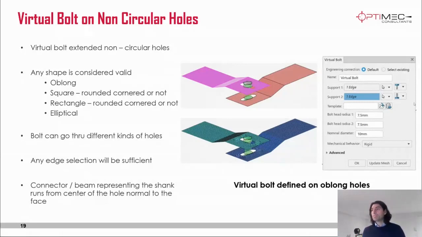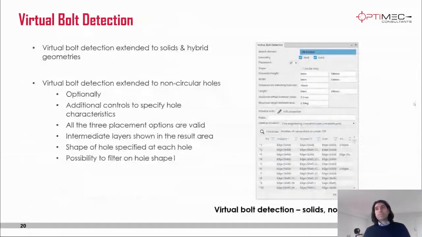So great improvement for this side of the virtual bolt. So the next one would be for the virtual bolt detection tool. On top of adding the non-circular holes capability, we also have a possibility to select solid meshes or solid parts.